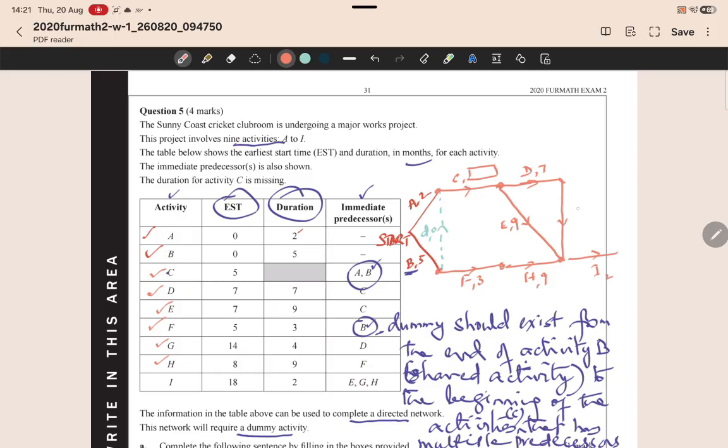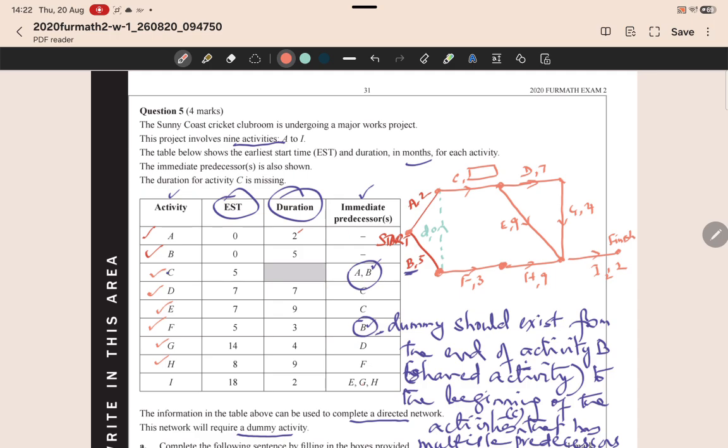And G is 4. And activity I duration is 2. And that is the network. And so we can say it finishes here, okay?